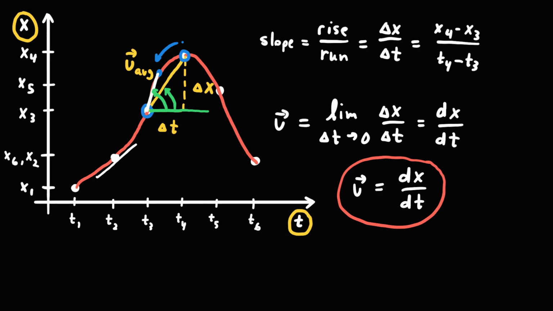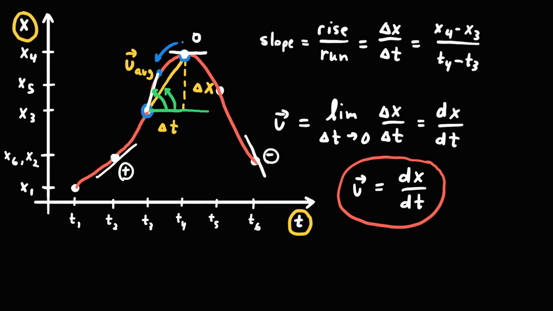And so the slope here is positive, and so I know that the velocity is positive. The slope here is negative, and so I know that the velocity is negative. And at the top, at time t4, the slope there is horizontal, and so the slope is 0, and so the velocity would also be 0.